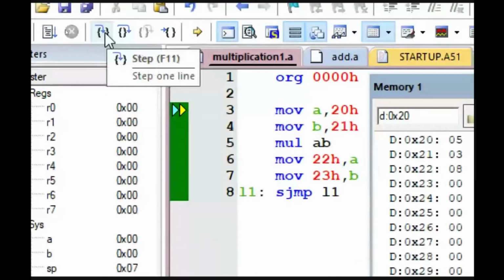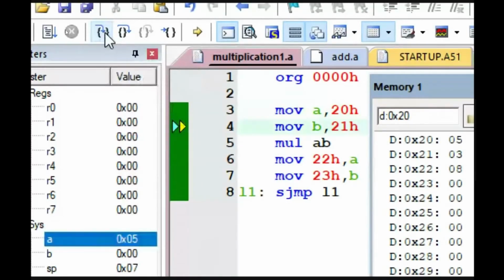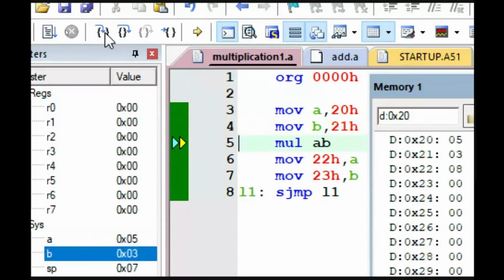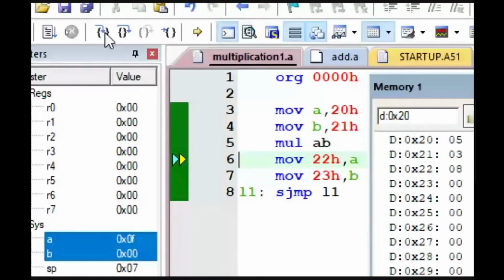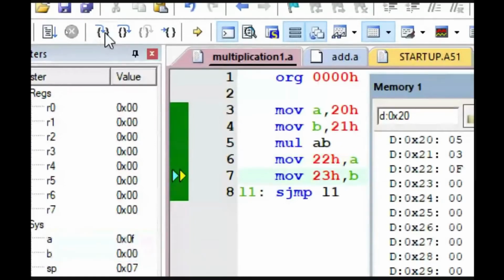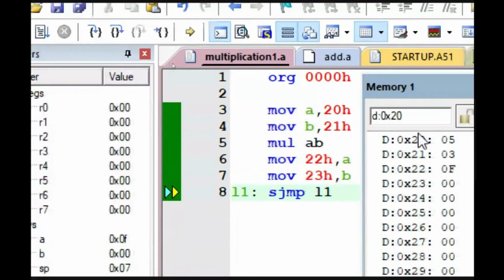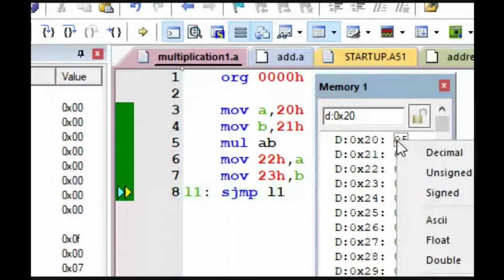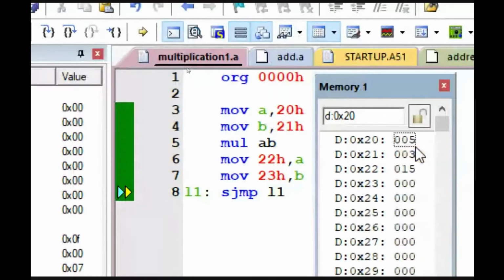So executing the same instructions, MOV A, 20H, accumulator gets the value 5, and B register is having 3, multiplying 5 into 3, 5 3s are 15. So F is in accumulator and B register has 00. And then moving F to the 22nd memory location and moving this MSB to the 23rd memory location. There is a convenience for us to watch this value in decimal also by right clicking here, and then if we click decimal, we can see the decimal equivalent of the numbers in the data memory location. So here you can see the decimal equivalent, 5 into 3 is 15.